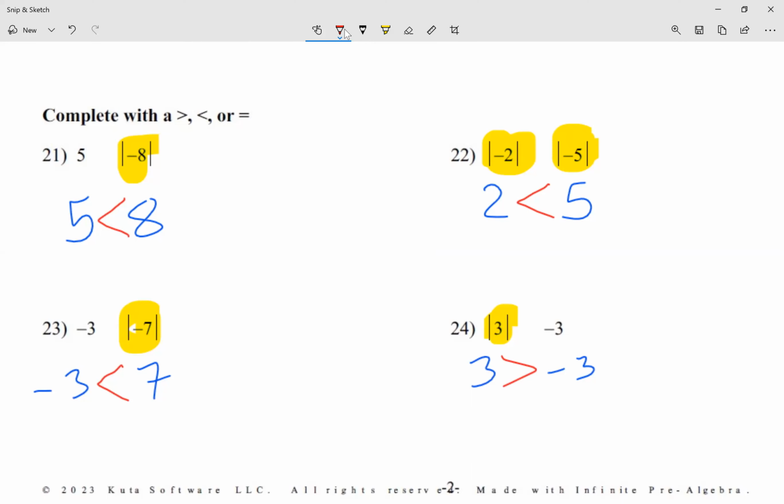The way we read this is 5 is less than 8. 2 is less than 5. -3 is less than 7. Every time the smaller number is written first, we call that less than. Now, question number 24, we read that as 3 is greater than -3.